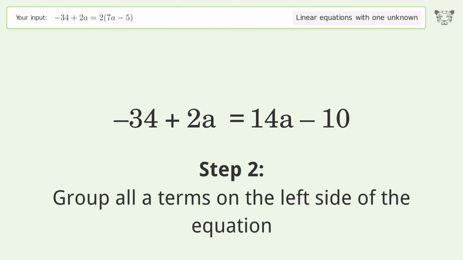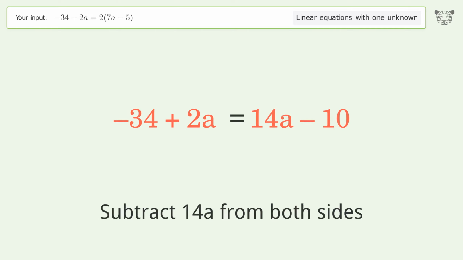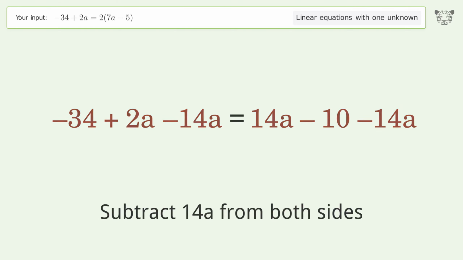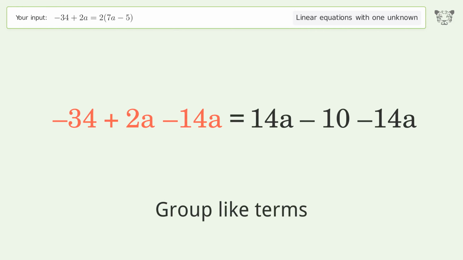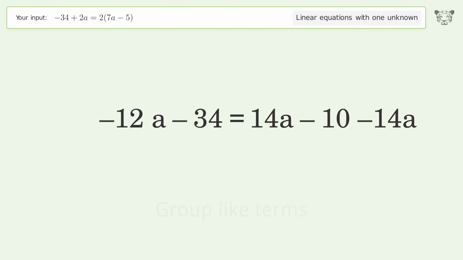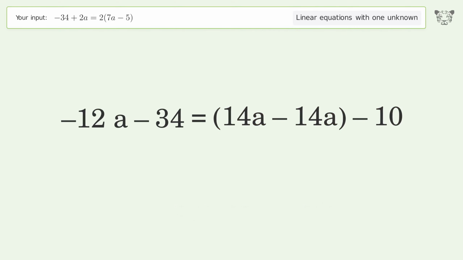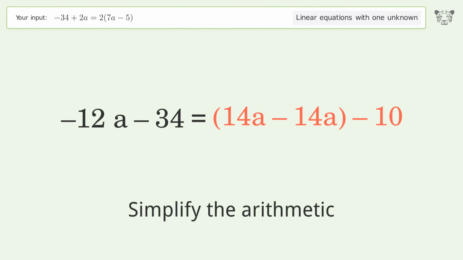Group all a terms on the left side of the equation. Subtract 14a from both sides. Group like terms. Simplify the arithmetic. Group like terms. Simplify the arithmetic.